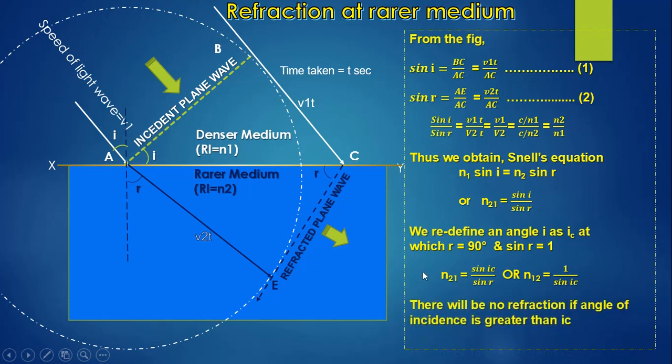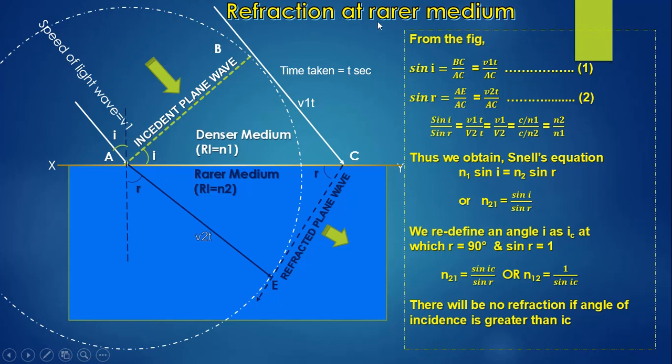So the conclusion is, once the angle of incidence reaches the critical value, if you increase the angle of incidence beyond the critical value, then there will be no refraction. There will be only total internal reflection. This is how we have to explain the refraction at rarer medium.